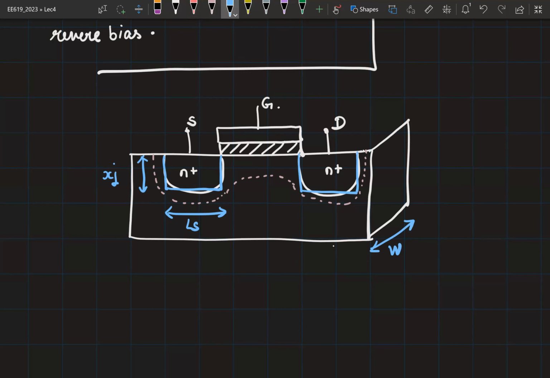So let me help you visualize this better. I have a drain region and a source region. Then we have an oxide layer on top and then a gate layer on top.